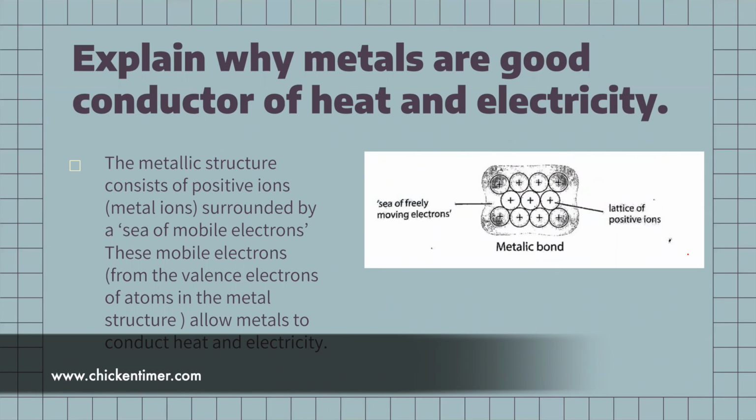Explain why metals are good conductors of heat and electricity. So, it's positive ions surrounded by mobile electrons. So you will say that mobile electrons allow metals to conduct heat and electricity because the electrons can move. So when you pass electricity through it, the electrons will carry the charge around. That's why it can conduct electricity.